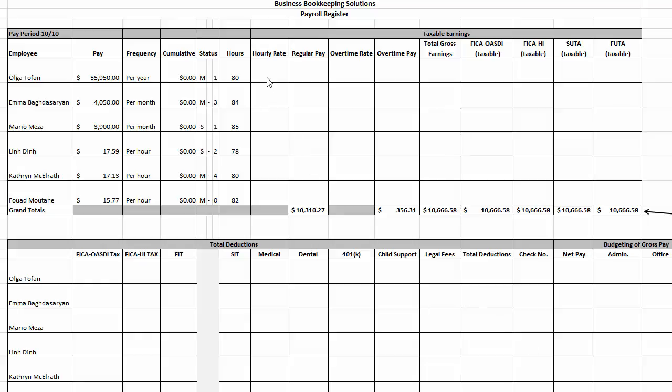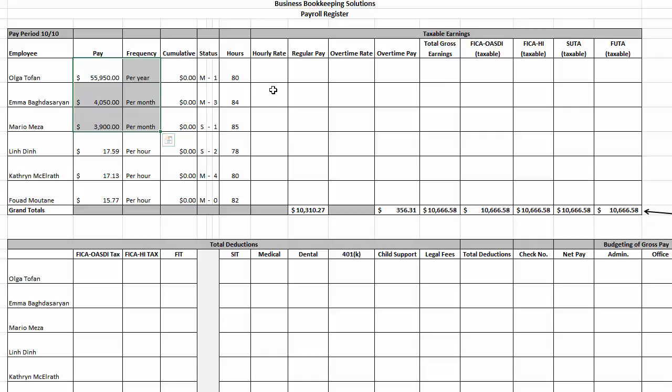Now we're going to calculate the hourly rates. So remember, these first three people, where their contract says they're going to be paid an amount per year or per month, these are salaried people. So normally salaried people do not get paid overtime. So that means we would not usually calculate their hourly rate.